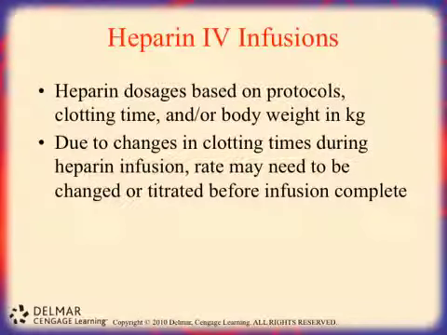Now, dosing is going to be based on current protocols. Those are set standards for certain situations. For example, to keep a heparin lock open, an agency may have a set protocol that you flush the heparin lock once every 24 hours with 100 units of heparin. Also, it's going to be dependent upon the clotting time, which we talked about earlier, and then also dosing may be given based on a patient's body weight in kilograms.